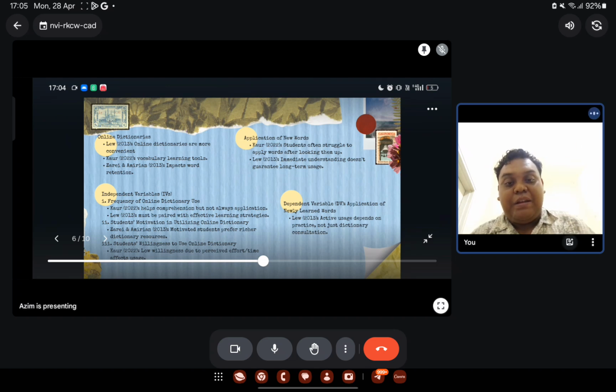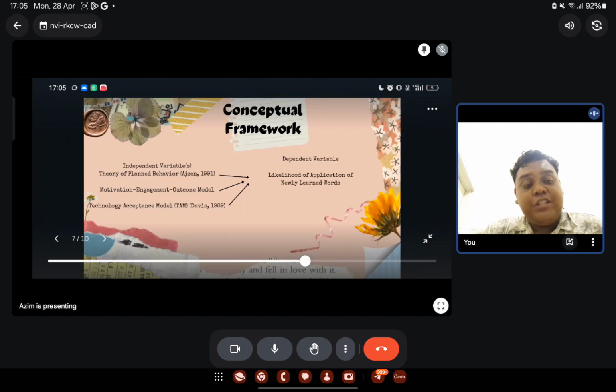And then we have the dependent variable, application of newly learned words. According to 2015, active usage depends on practice, but not just dictionary observation. Let's move on to the conceptual frameworks at work.